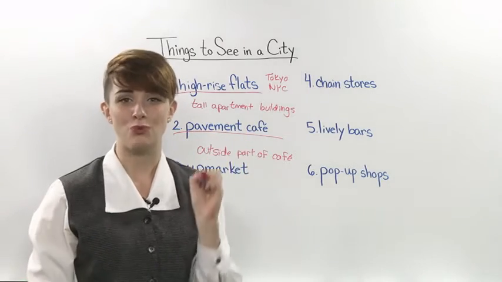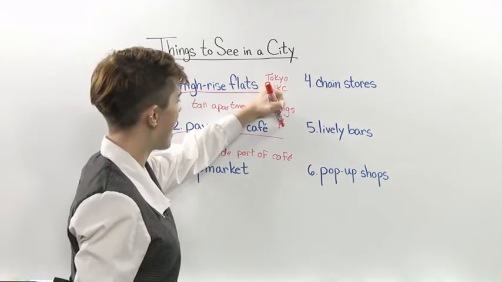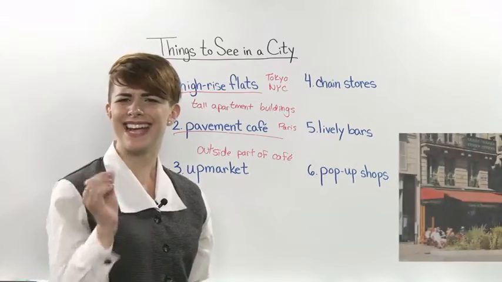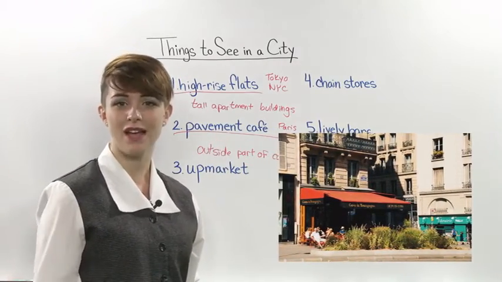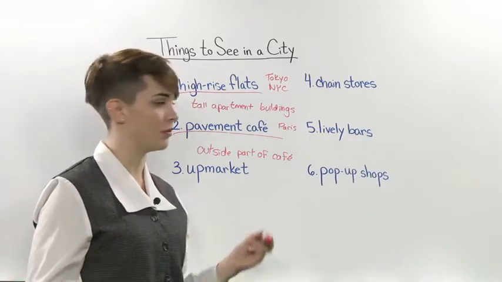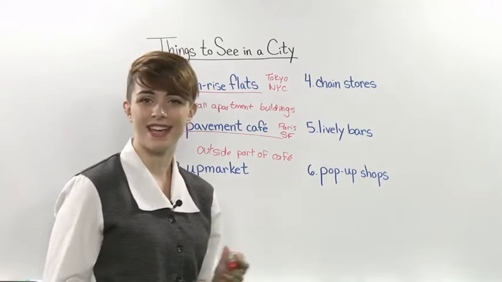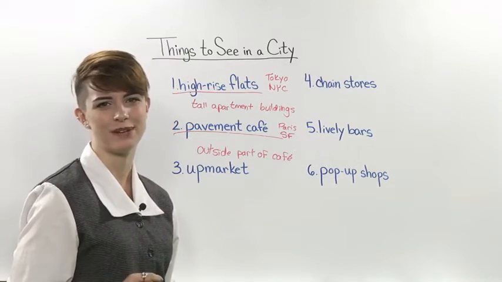Some places are really well known for their pavement cafes, such as Paris. You can say, I had an excellent cappuccino at a pavement cafe in Paris. Another place very well known for its pavement cafes is San Francisco. Again, you could say, let's go meet up at the Pavement Cafe on 6th Street.